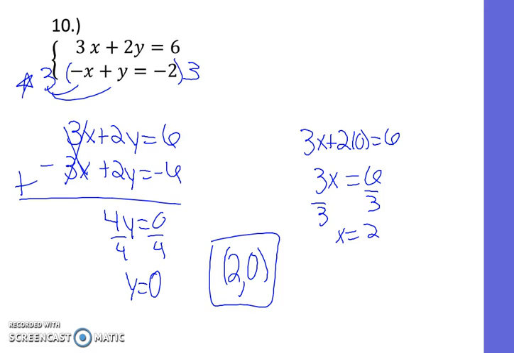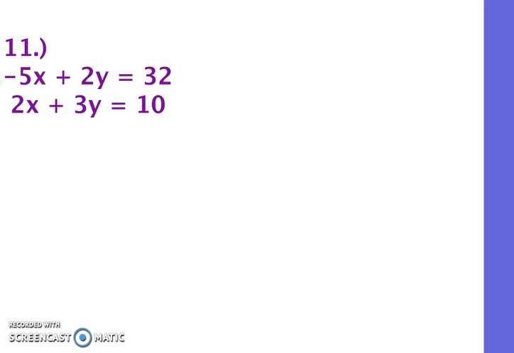Okay. Number 11. This time, I don't have any coefficients of 1. So I need to think to myself, which one do I want to get rid of? Do we want to get rid of our x's or do we want to get rid of our y's? I like that my x's are opposites, which means I don't have to multiply by a negative. So I thought, what can 5 and 2 both become? They can become 10. So I'm going to multiply the first equation by 2 and the second equation by 5. You can multiply both of them.